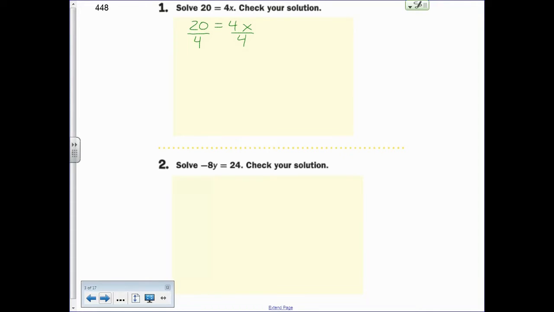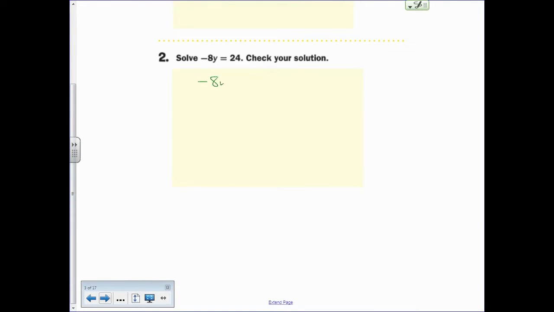On the right-hand side, 4 divided by 4 equals 1. Well, we don't write 1 times x because the multiplicative identity property says 1 times any number is that number. So we will just write x instead. Then on the left-hand side, 20 divided by 4 equals 5. So x equals 5, or 5 equals x. And if you want to at this point, you can turn it around and write it this way, so that x equals 5. It says solve negative 8y equals 24 on example number 2.